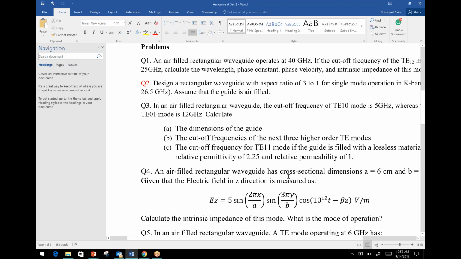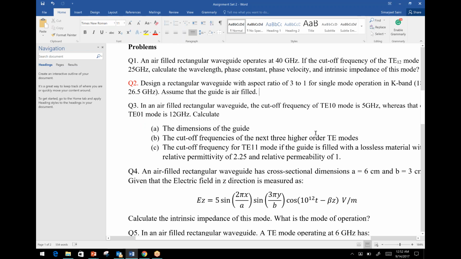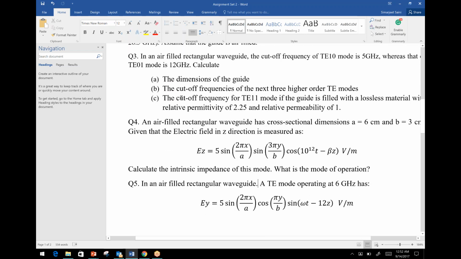Question 3 is again playing with the numbers. You're told that the cutoff frequency of one mode is 5 gigahertz, whereas that of the TE01 mode is 12 gigahertz. Calculate the dimensions of the guide. So you're just playing with the same numbers over here. Question 3 is pretty straightforward. It's just application of the cutoff frequency equation.